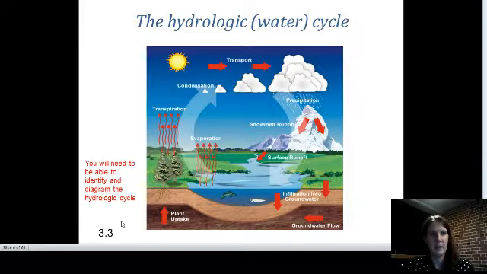Okay, you will need to be able to identify the hydrologic cycle for your exams, so I would suggest that you get associated with the basics of this.